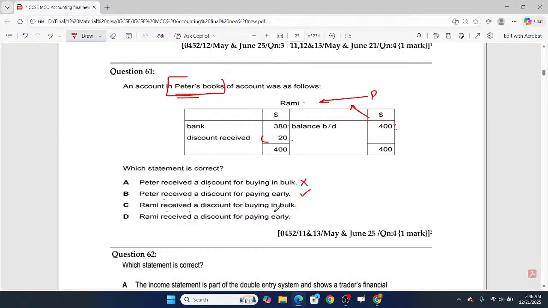Rami received a discount for buying in bulk. No, it's not a discount for Rami. Rami received a discount for paying early. No. For Peter only, the payment is made, and that too 20 rupees is enjoyed by Peter while making the payment to Rami. It's a benefit for Peter only. So B is the correct one.